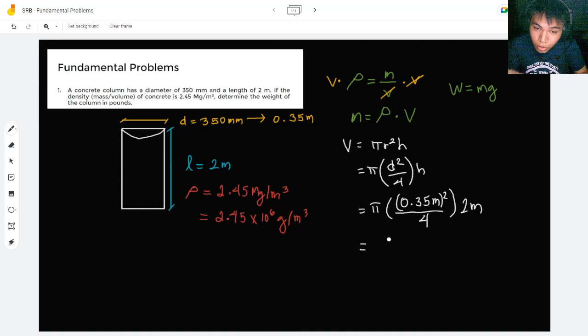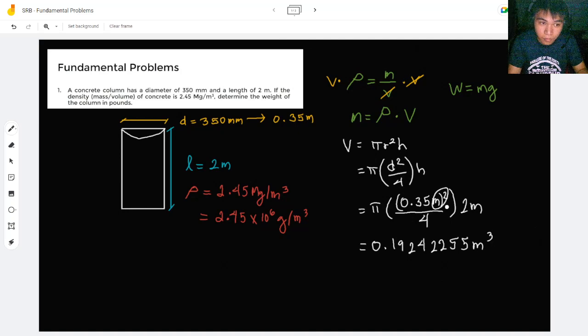And one more thing to note, I'm only going to round off the final answer for this problem, since we're trying to be accurate with our answers. So the answer is 0.19242255 cubic meters, since we square this meter and then we multiply it to another one, so that makes it cubed.